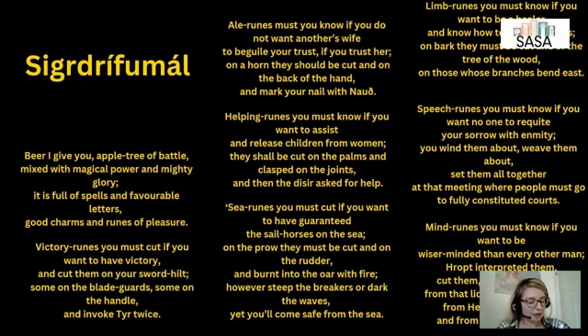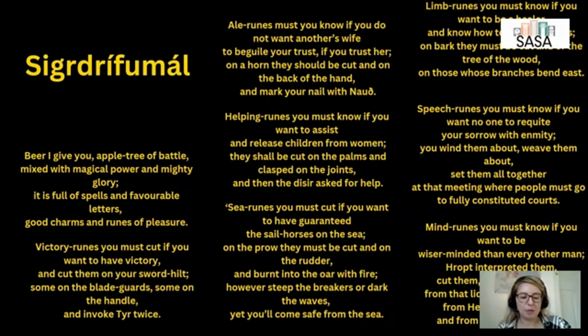Then she mentions the ale runes. Ale runes, must you know, if you don't want another's wife to beguile your trust. If you trust her on a horn, they should be cut and on the back of the hand, and mark your nail with nauth. Nauth, which is again the name of a rune. It means need, and it is the N rune. This can be corroborated with other references in later literature. For example, you have the hero Sinfjötli from the same Volsunga saga I mentioned earlier, who is actually killed with such a horn, which had some kind of spell written in runes on it.